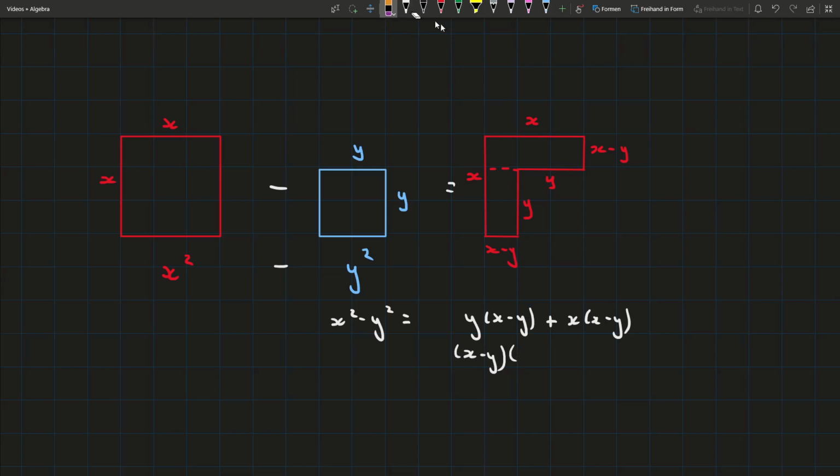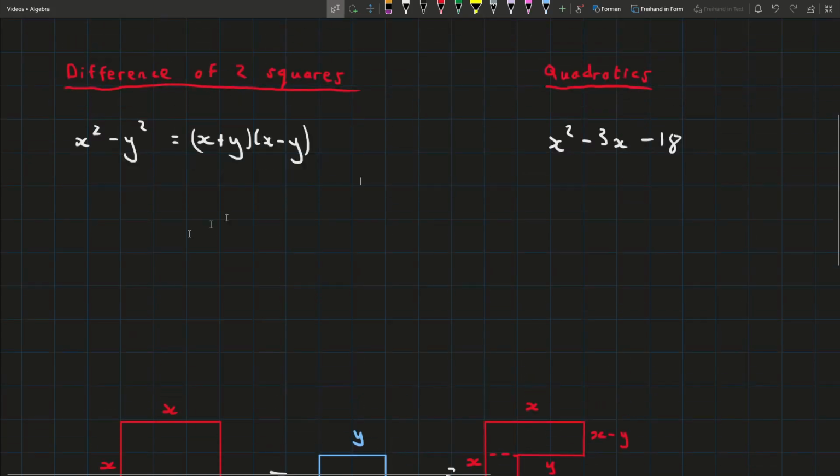And then here, we just have a y left. Plus, and here we have a plus x left. And you can see that's where we get the formula x minus y times x plus y. Well, here it says y plus x, but because multiplication is commutative, you can write it any way you want. You can write it as x plus y as well. And that's where this formula comes from.